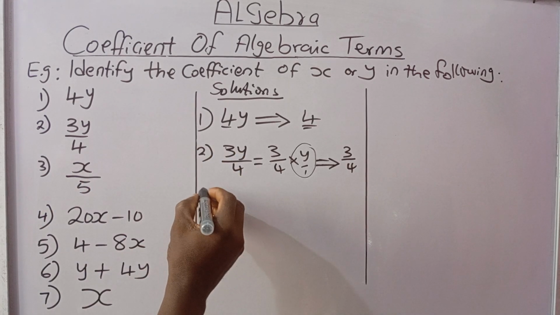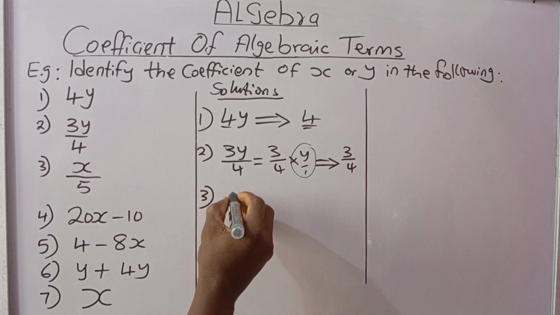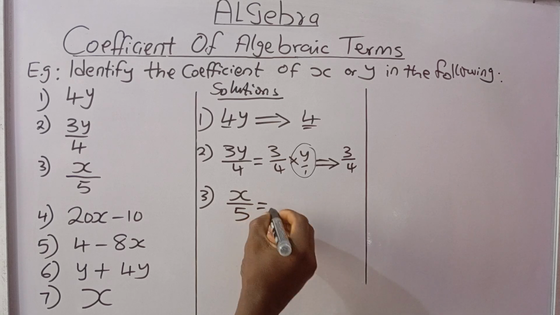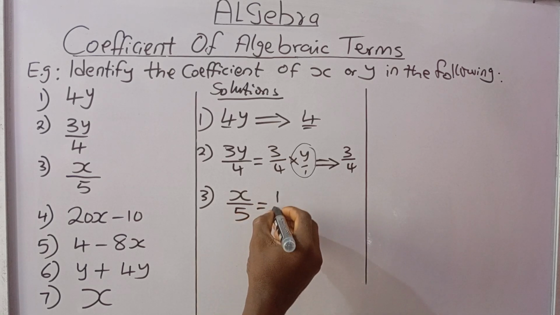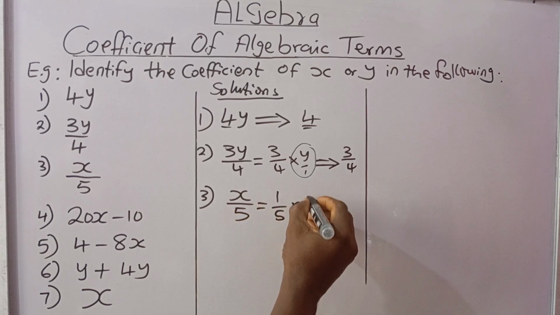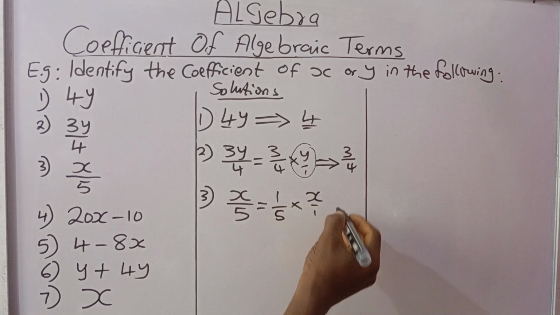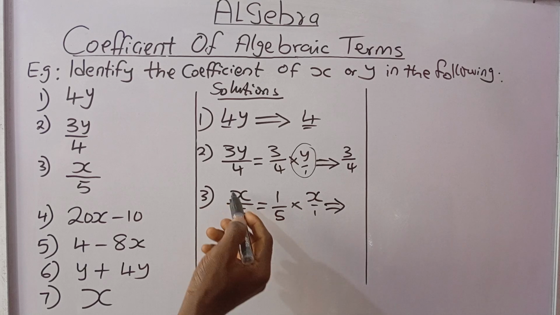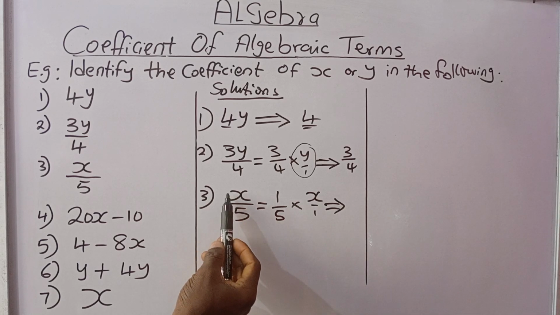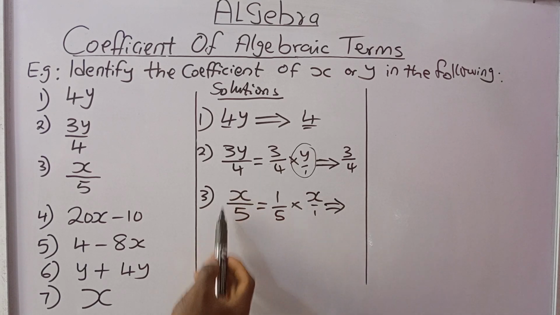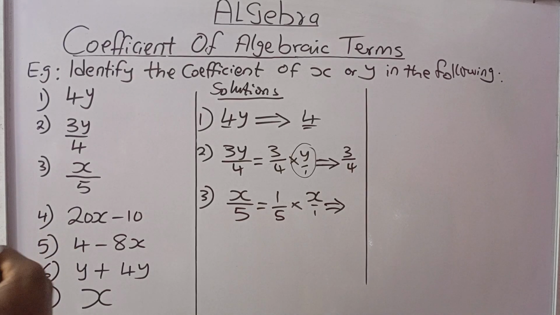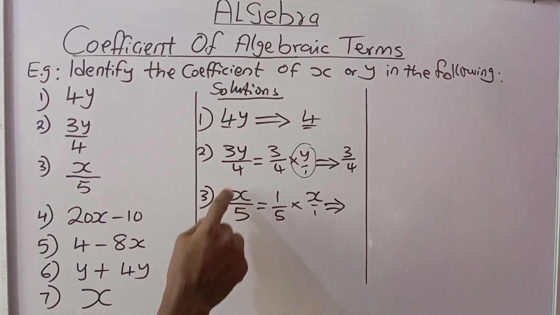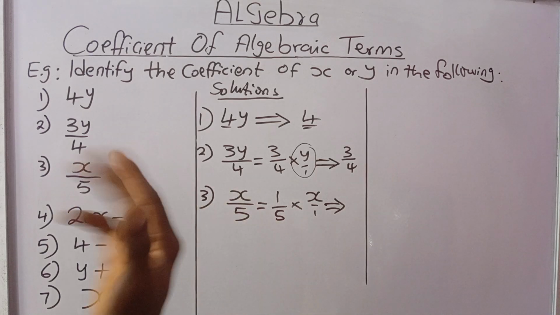Now let's take a look at number 3. Question number 3, we have x over 5. I can still write x over 5 as 1 over 5 multiplied by x. They are the same thing. They are the same because this x here, the coefficients of x here is 1 because there is one invisible one that is attached to x here. So therefore, we can liken it as 1 over 5. That means there is an invisible number here in the form of 1 that we can see.